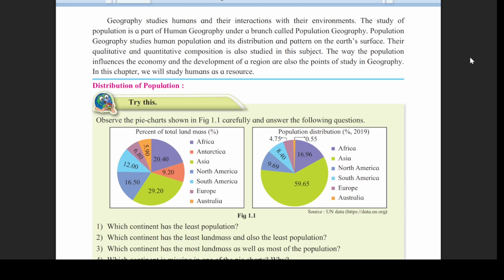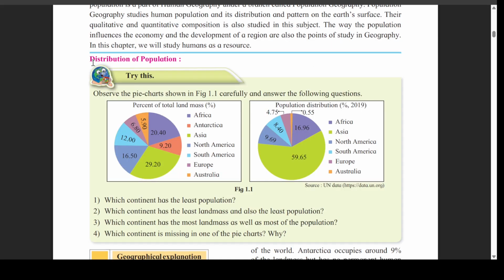The way population influences the economy and the development of a region are also points of study in geography. In this chapter, we will study humans as a resource. Distribution of population. Observe the pie chart shown in figure 1.1 carefully and answer the following questions. Percentage of total landmass and population distribution.